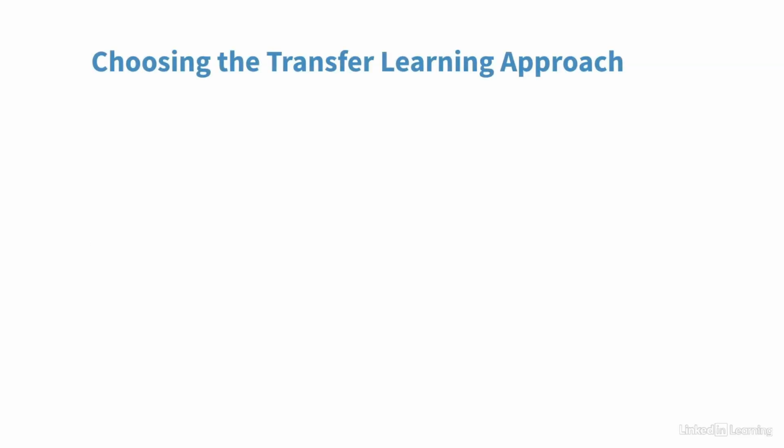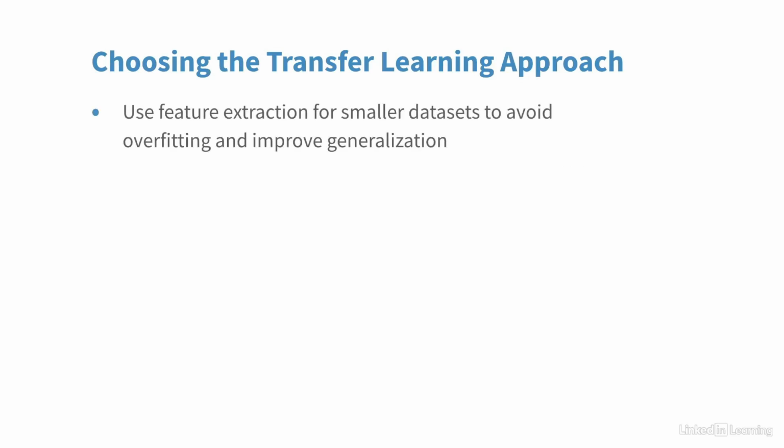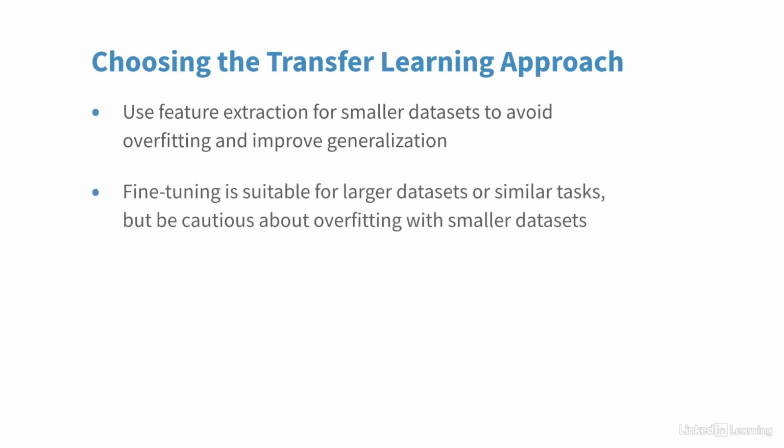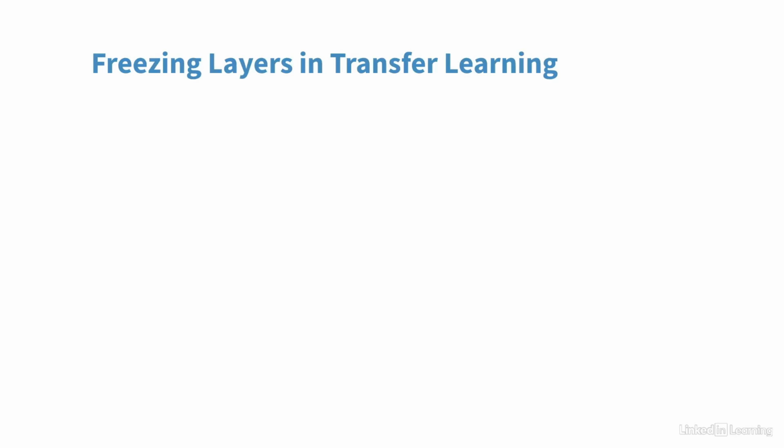How do you choose the right approach for transfer learning? Well, choosing between feature extraction and fine-tuning is based on the size of your dataset and the similarity between your target problem and the pre-trained model's original task. Feature extraction is more appropriate for smaller datasets because it reduces overfitting and improves generalization by using the pre-trained model's features as input. Now I want to talk about 4 different scenarios that you might encounter with respect to dataset size and dataset similarity, and how these situations should influence your decisions for freezing layers in transfer learning.